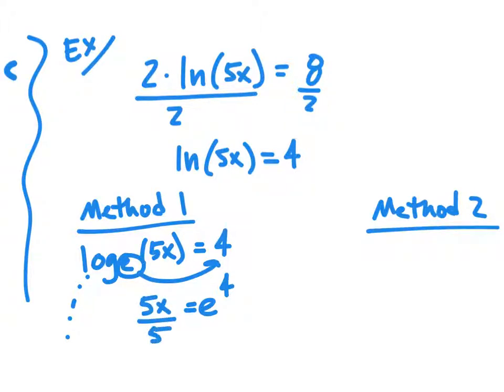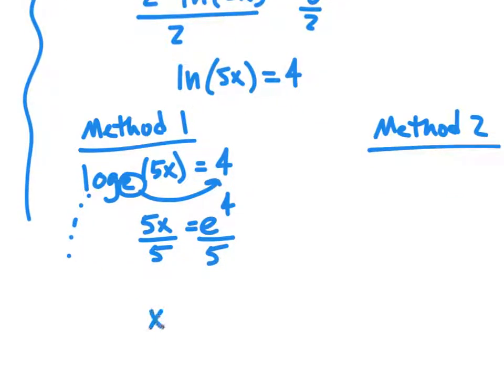Then you can divide by 5 on both sides, and you get that x is equal to e to the 4th over 5. This is your exact answer. This is exact.